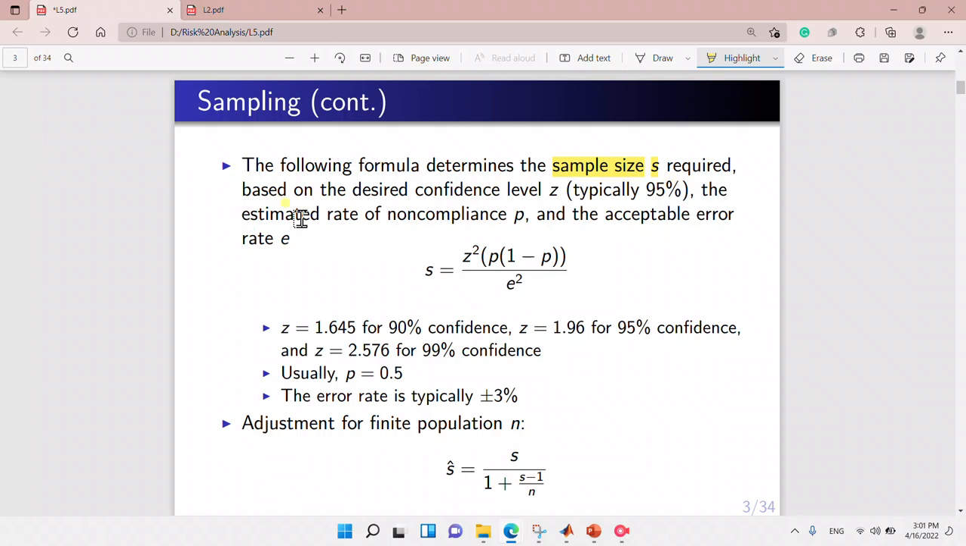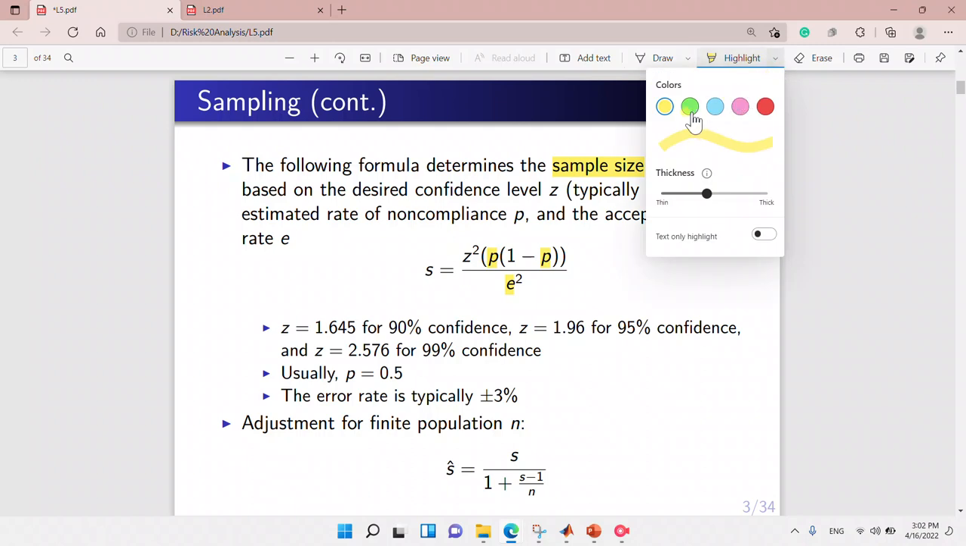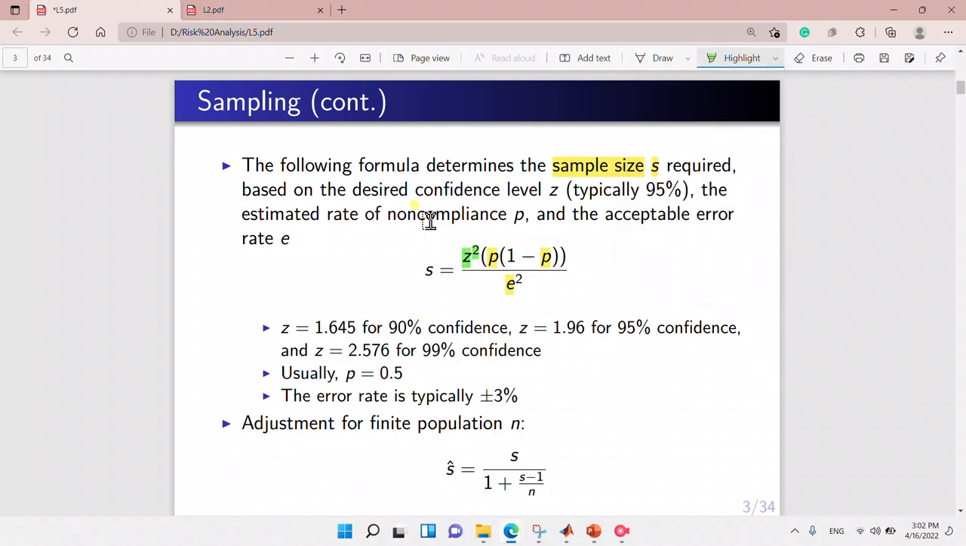Based on the desired confidence level Z, typically 95%. The estimated rate of non-compliance P, هاي اللي زي probability of error. And the acceptable error rate E. احنا بيكون عندنا already P وبيكون عندنا already الـ E, this is known to us. والـ Z بنطلعها من الـ desired confidence level.